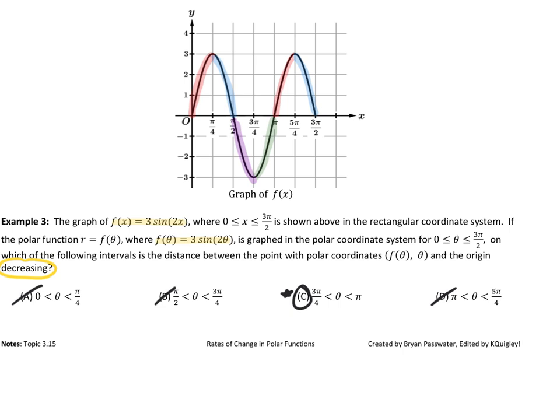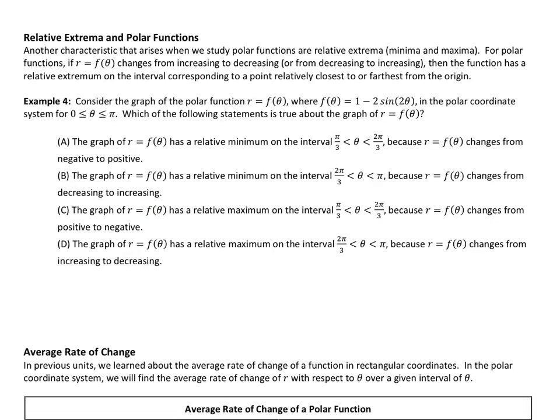So we've got our first way to describe graphs, whether the distance between the radius and origin is increasing or decreasing. Another way we can describe polar functions is talking about their relative extrema. When we talked about relative extrema for other functions, we were talking about maxes and mins. So on a typical sine function, you had a max and you had a min. In the same way, you can talk about this for polar functions.